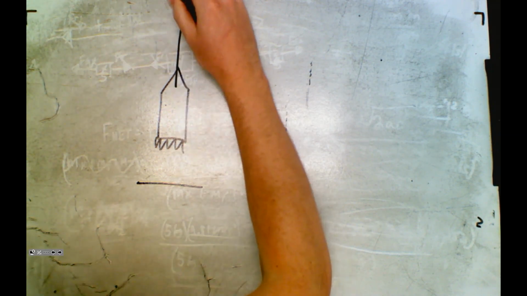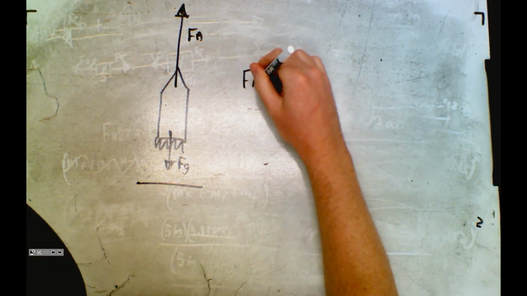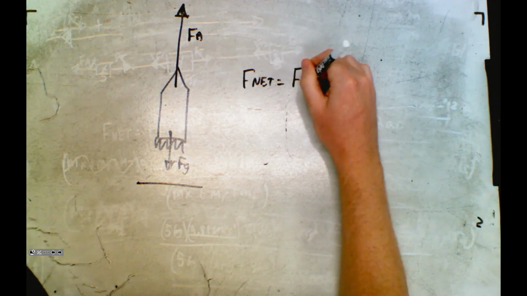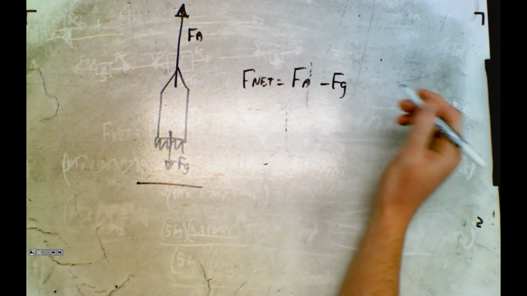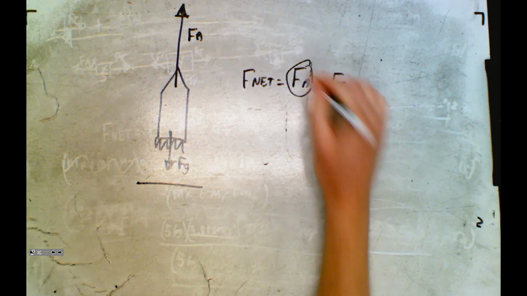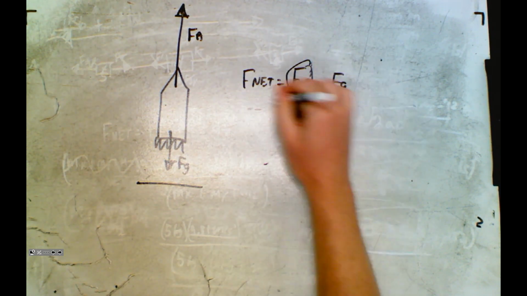So there's going to be this big force applied that accelerates it upwards. And of course, there's a force of gravity acting on it. And it works just like an elevator, right? Our F net is going to be my force applied minus my force of gravity. We want to find our force applied. So we have to add a force of gravity to each side.